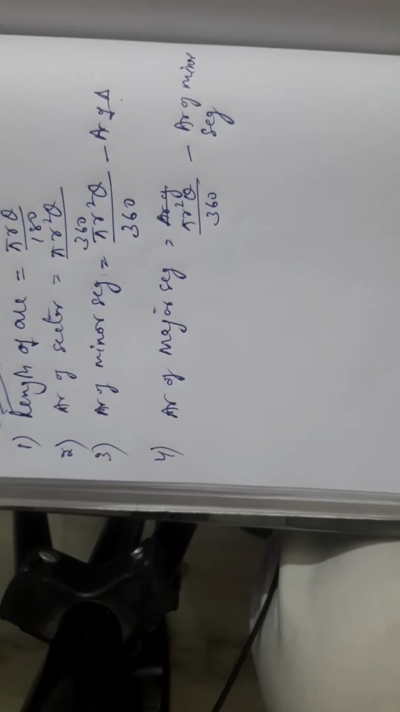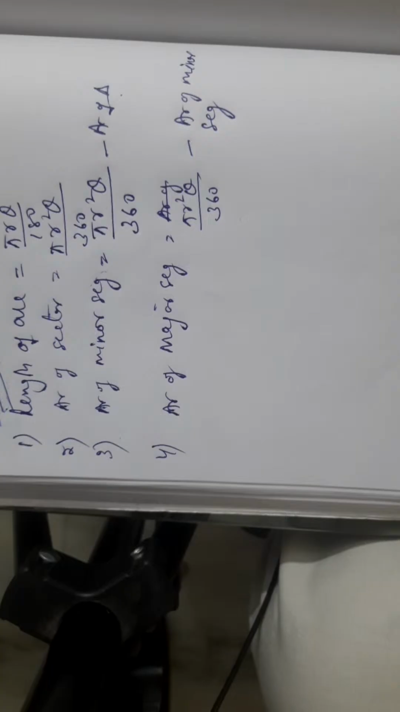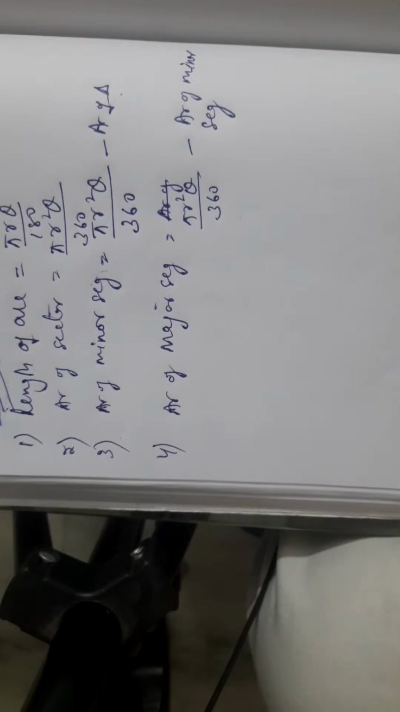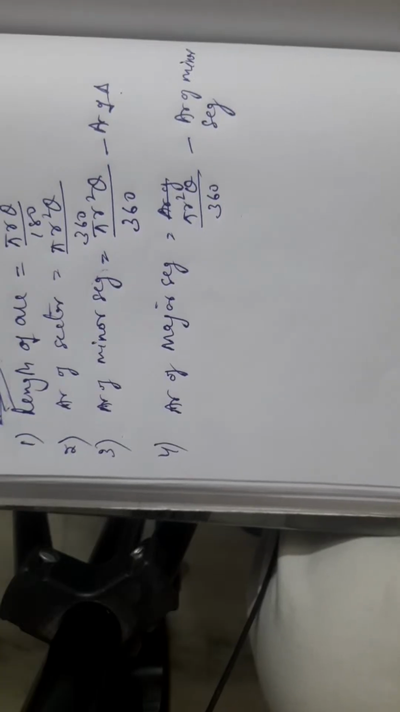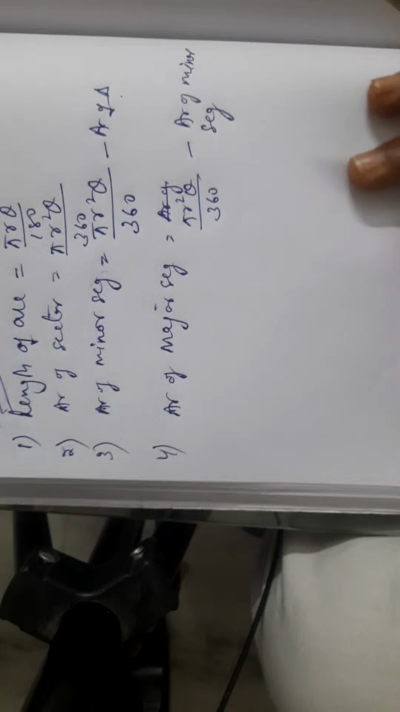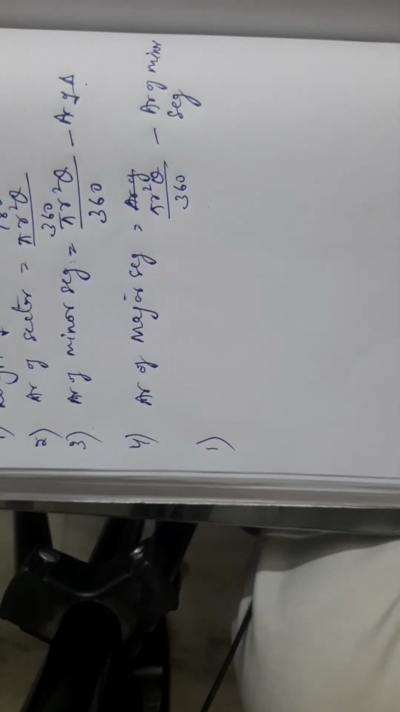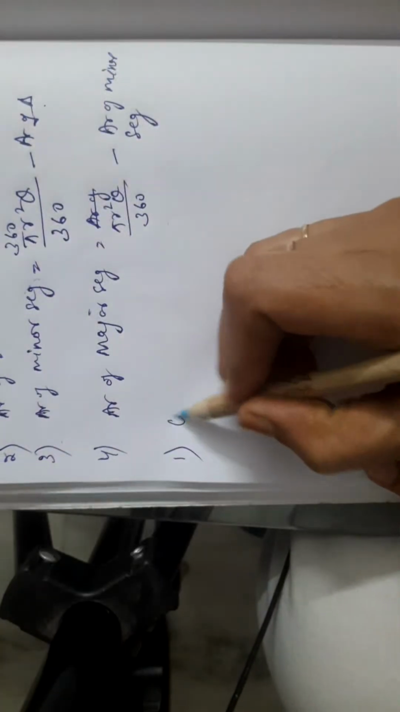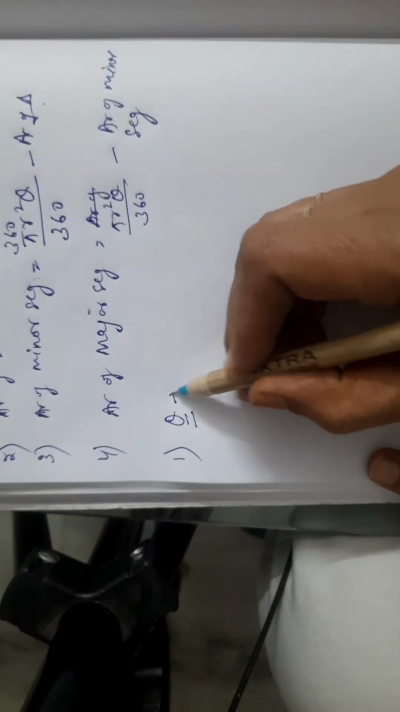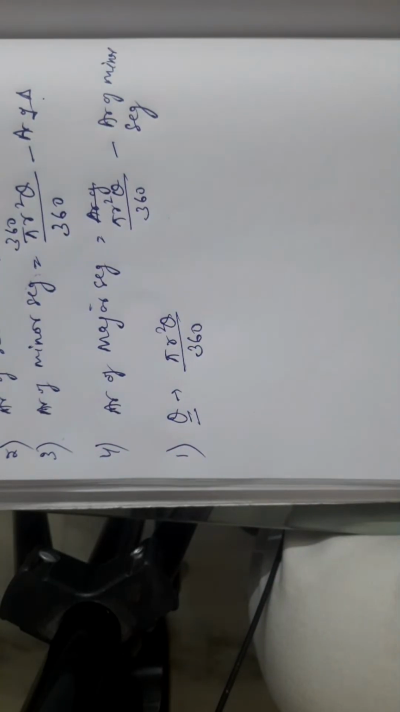Now let's move with the solutions. Here in the first question, an arc of a circle subtends an angle theta at the center. Find the area of the minor sector. As it is given, it is subtending angle theta at the center, the formula will be simple, pi r square theta by 360. We need to find the area of the sector.